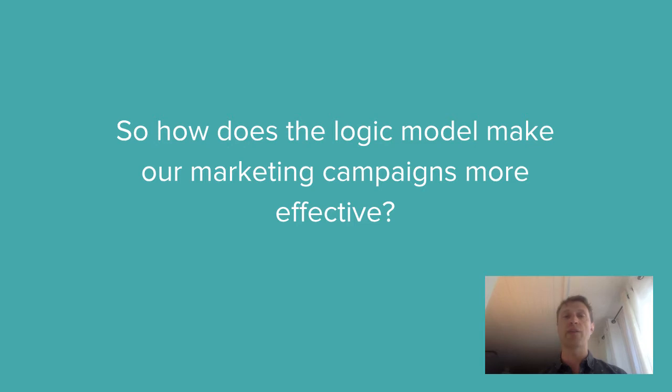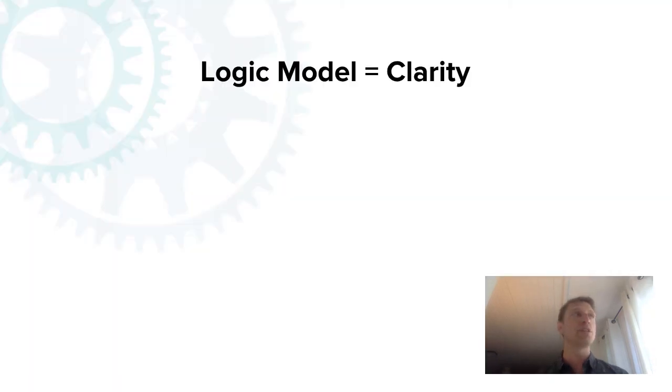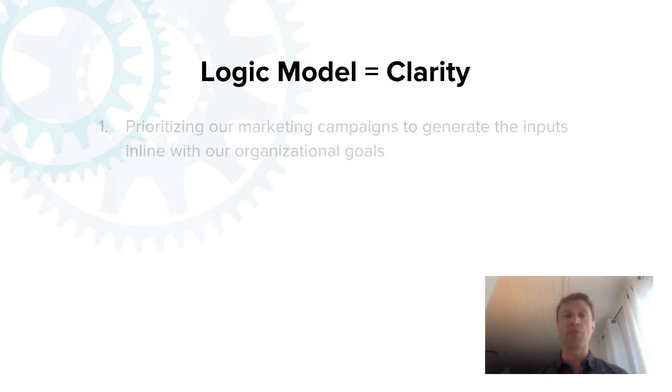Okay, so let's go back to that original question that we started with. How does the logic model make our marketing campaigns more effective? How does it make us more powerful as marketers? How does it make our jobs easier? So let's start to summarize here. Basically, by now you should see that the logic model helps us clarify not only our messaging, but who we're talking to and why we're doing it in the first place, okay? Clarity is a really important part of communications, and once you have clarity about why you're doing it and who you should be talking to, it becomes much easier to have effective marketing campaigns.